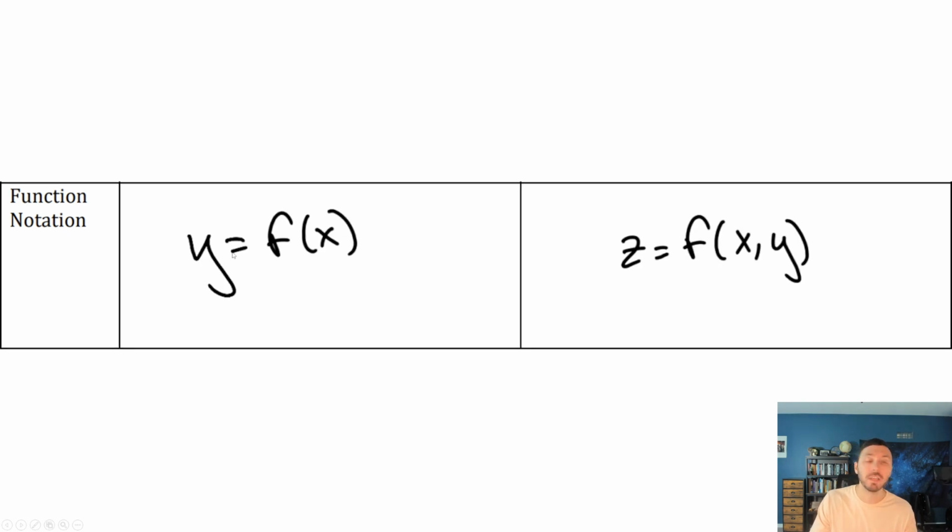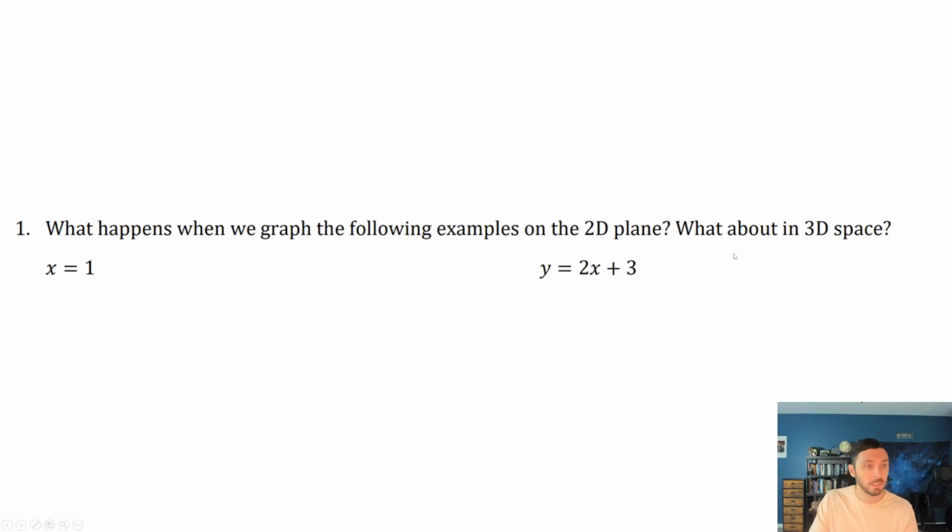So the function notation, we're used to y is equal to f of x. We're going to cover functions of several variables a little later, but for now, we're just highlighting it. y is equal to f of x creates a curve on the plane. And then z is equal to f of x, y creates a surface in space.